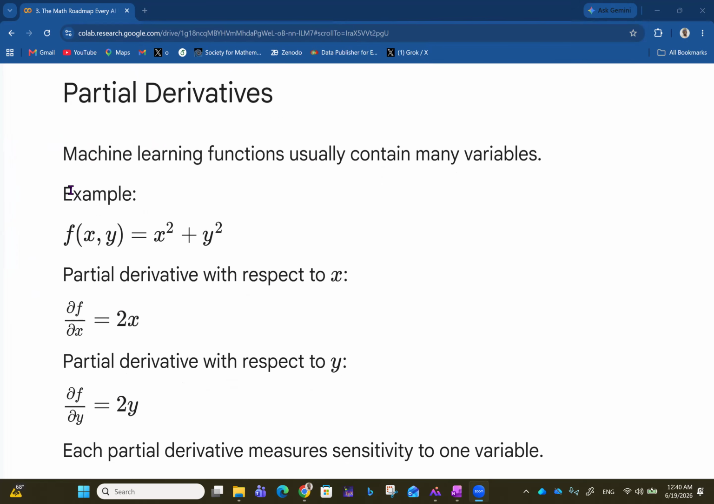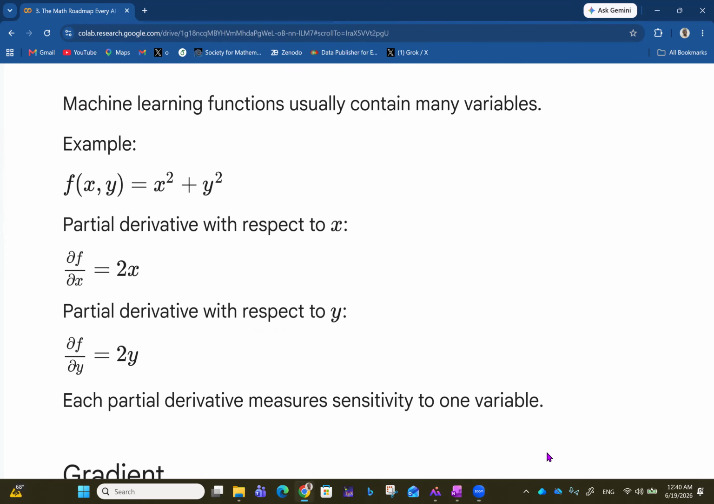So partial derivatives now, in machine learning, functions usually contain many variables. For example, you can have f(x, y) = x² + y². So now it's no longer just x, it's both x and y. If you are differentiating this, you can differentiate partially with respect to x and partially with respect to y. If you differentiate with respect to x, y is seen as a constant. So you get ∂f/∂x = 2x. Then the partial derivative with respect to y, you get ∂f/∂y = 2y. Each partial derivative measures sensitivity to just one variable.